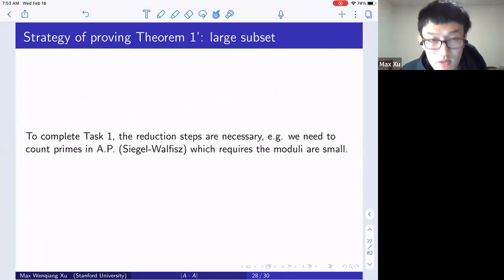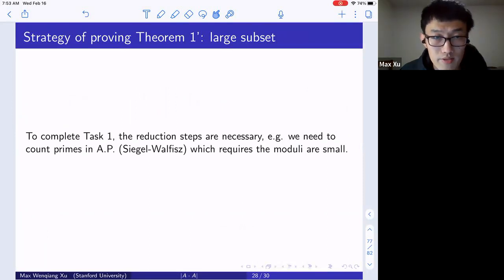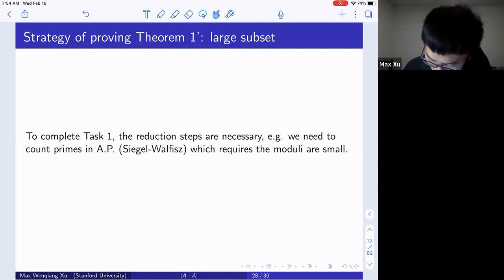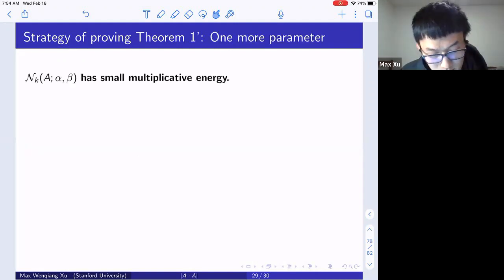For the first task, I don't want to mention too much, but I want to mention one thing: in our proof, you need to involve counting primes in AP. Based on the current unconditional results, you really require the moduli to be not very large, very small. That's also why a reduction like the previous one is necessary. I want to quickly mention the second task, which is to estimate the multiplicative energy of this set.